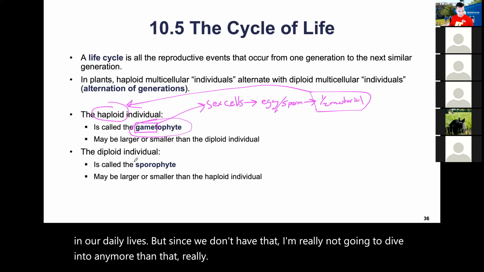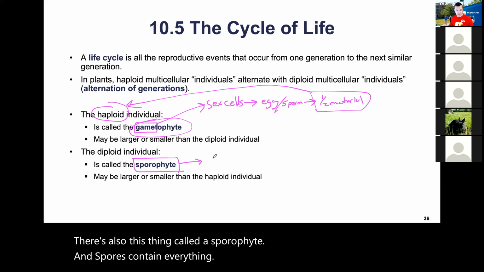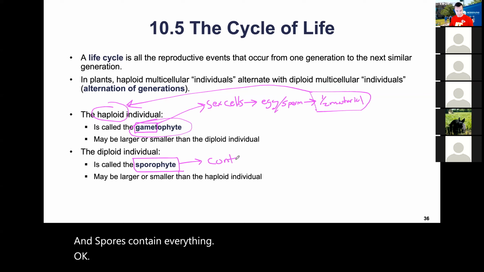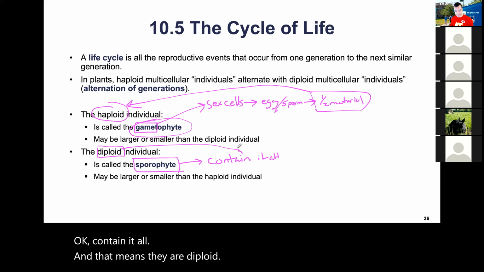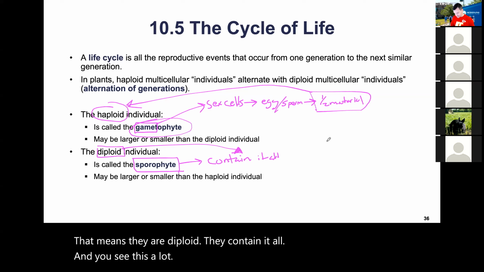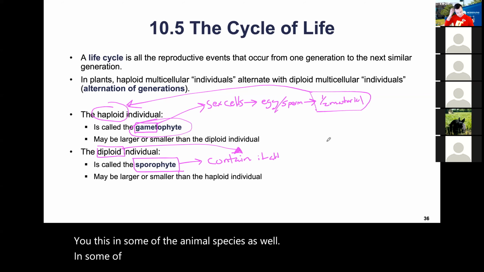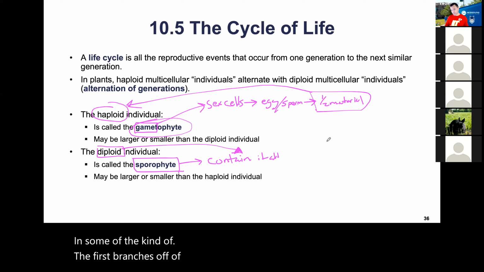There's also this thing called a sporophyte, and spores contain everything. Okay, contain it all. And that means they are diploid. They contain it all. And you see this a lot. You actually see this in some of the animal species as well, in some of the first branches off of the evolutionary tree when it comes to animals.